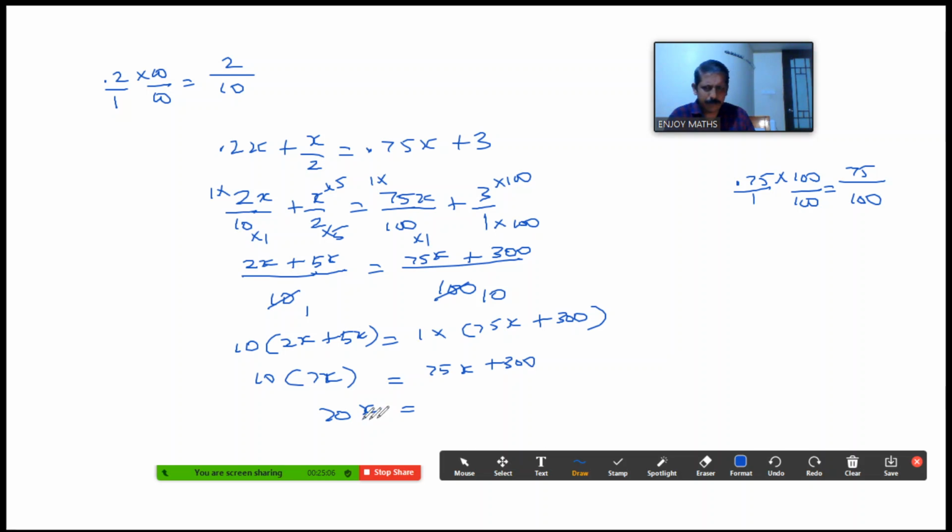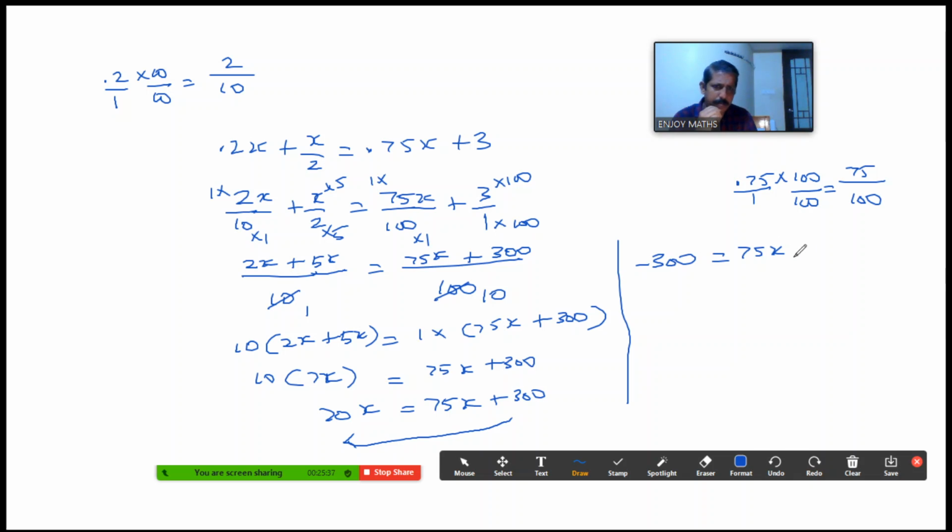Let me have the equal sign here so that I can see it better. 70x and 75x, which is bigger? This is bigger, no? So what do I do? If it is bigger, I take the smaller one to this side, and this number I take to that side. So when this number goes here, it goes as minus 300, because plus 300 becomes minus 300. Now this is 75x, then this plus, when it comes this side, becomes minus.